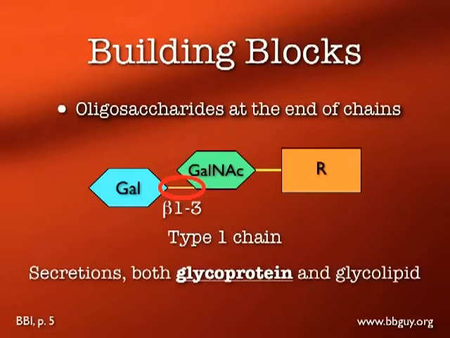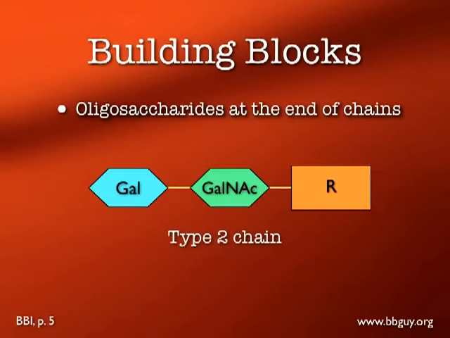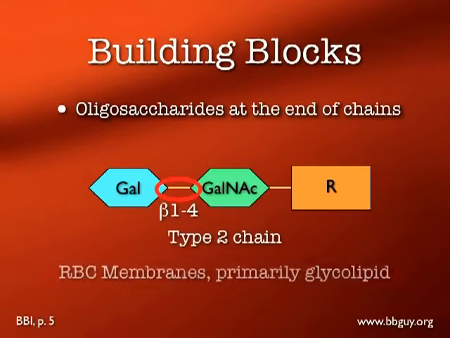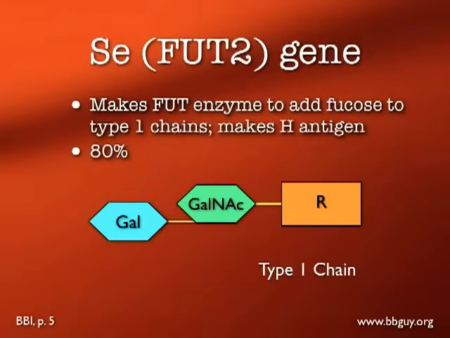Now, they're also present on the surface of red cells to an extent, but here's how I want you to think of it. I want you to think of primarily glycoproteins, some glycolipids, but primarily glycoproteins in secretions as being type 1 chains. Type 2 chains, on the other hand, have a different linkage. They have a beta-1,4 linkage there, and they are primarily found on red cell membranes, so they're primarily glycolipid. Okay, so type 1 chains, glycoproteins in secretions, also somewhat in plasma, but primarily in secretions. Type 2 chains on red cell membranes and primarily glycolipid. That distinction will become important in just a second.